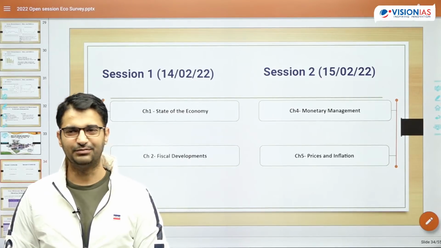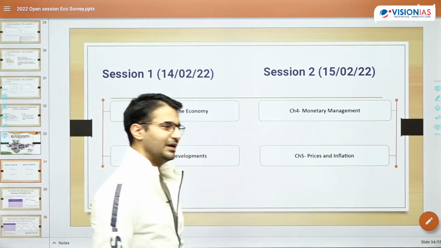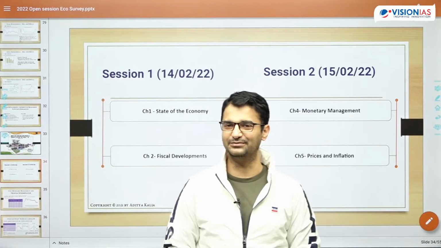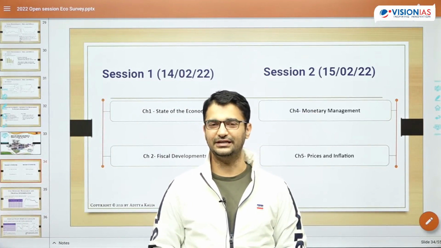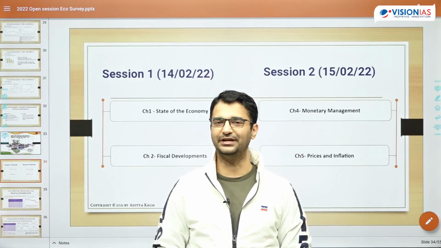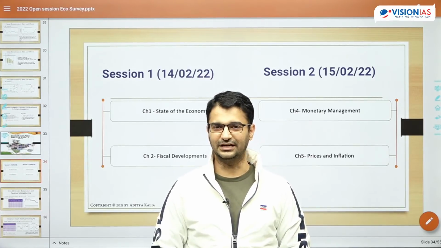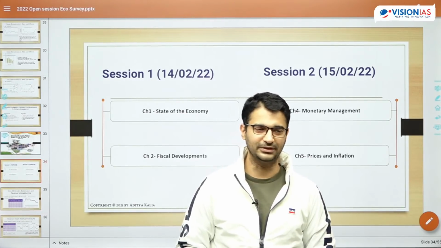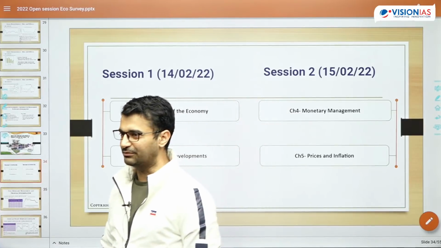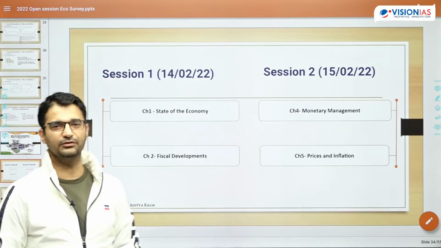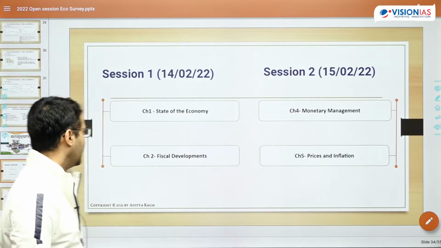Fine. So let's begin our discussion, everybody. All the formalities, all the explanations, disclaimers I had given you in yesterday's class only, so there is no need for me to repeat them. Let's straight away start with the discussion on the next 2 chapters, that is chapter number 4 and chapter number 5. So first let's take up chapter number 4, that is monetary management and financial intermediation.